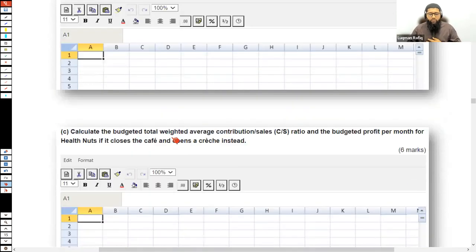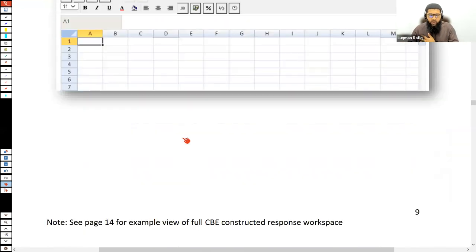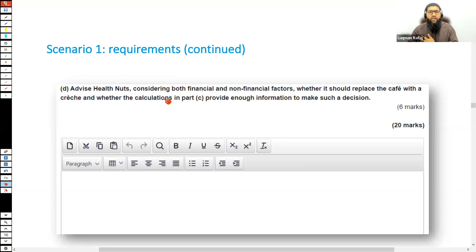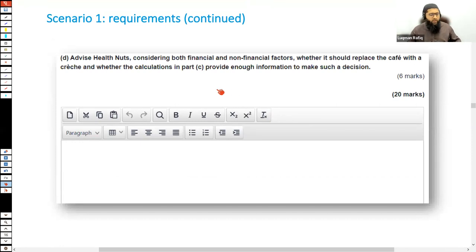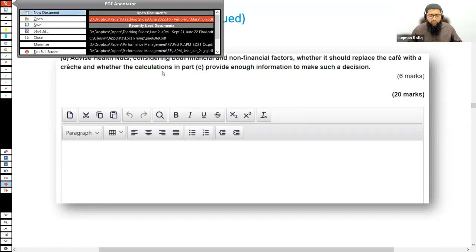Then it says calculate the budgeted total weighted average contribution to sales ratio and the budgeted profit per month for Health Nuts. And lastly, it says advise Health Nuts, considering both financial and non-financial factors, whether it should replace the cafe with a creche and whether the calculations provide enough information to make such a decision. So there are three requirements. Now, before I go on, let me have a discussion about that.